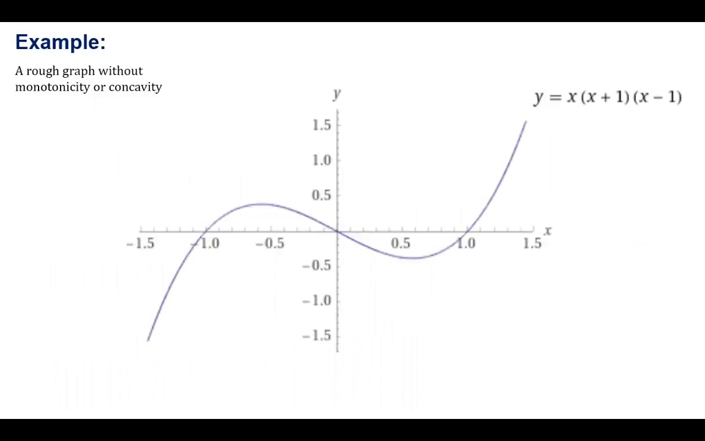So remember, in advanced function, we have learned how to sketch a graph for a polynomial function, right? Suppose now we have a polynomial function like this, which is y equals x times (x plus 1) times (x minus 1). So first of all, we can sketch a rough graph without considering the monotonicity or concavity, right? We have learned how to do this in advanced function.